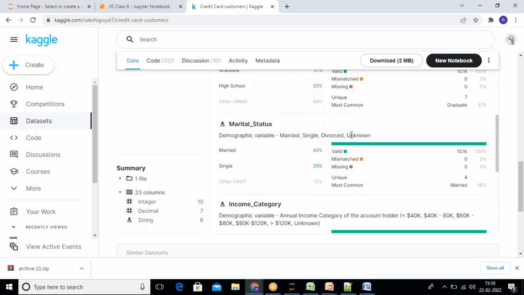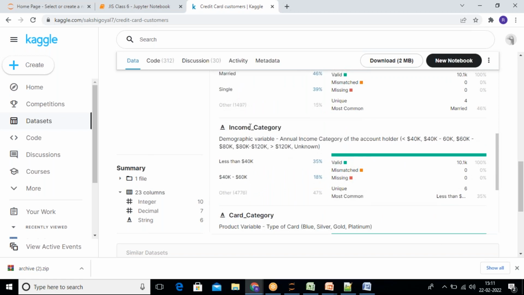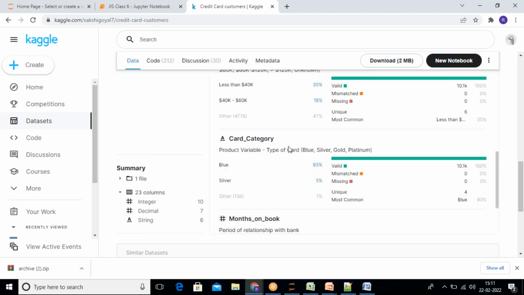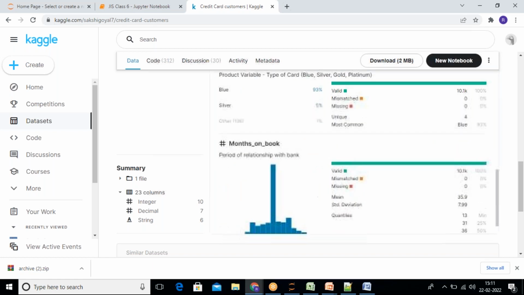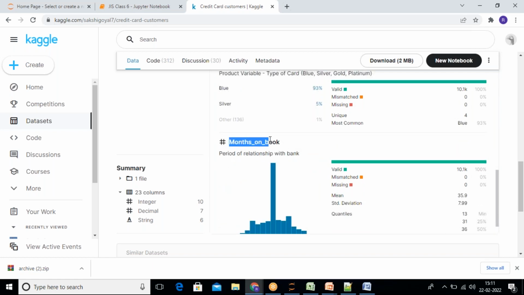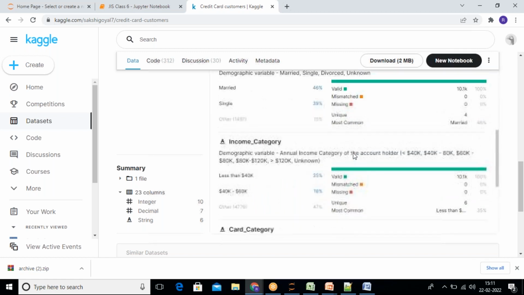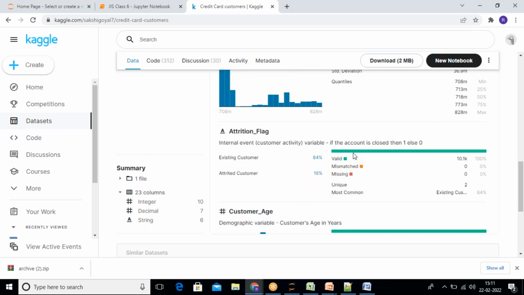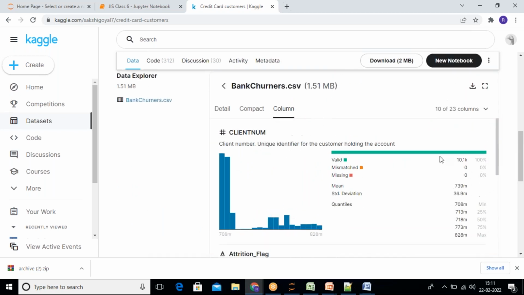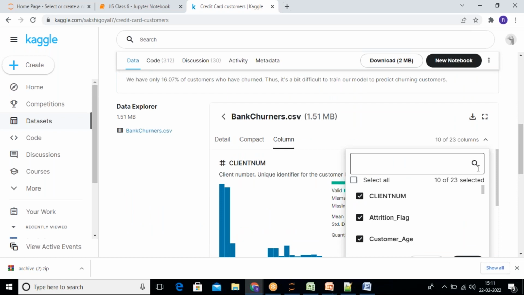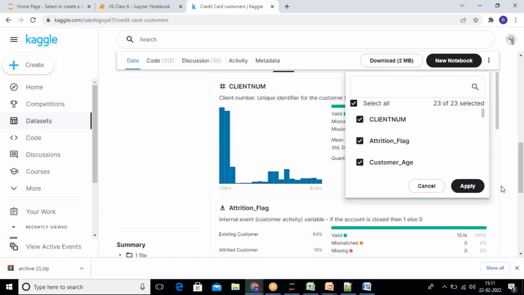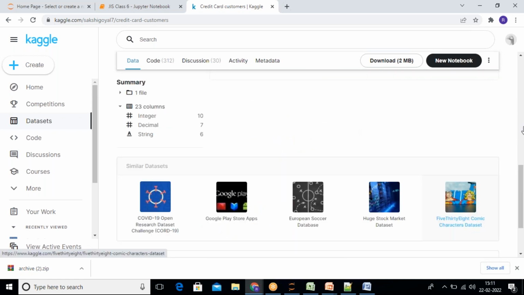married, single, divorced, unknown, ओ बाबा रे. ठीक है. इनकम कैटेगरी ये देखो डॉलर में है. कार्ड कैटेगरी ब्लू, सिल्वर, गोल्ड, प्लैटिनम, कितना कुछ होता है बाबा रे. Months on book माने period of relationship with bank. तो इस तरीके से देखिए बहुत सारा कस्टमर यहाँ पर दिया हुआ है हमारा. ठीक है. 23 कॉलम्स वगैरह है. 10 of 23 दिया था ना, हमको यहाँ पर select all करना पड़ेगा. Select all करके यहाँ apply करना पड़ेगा. Getting the point?